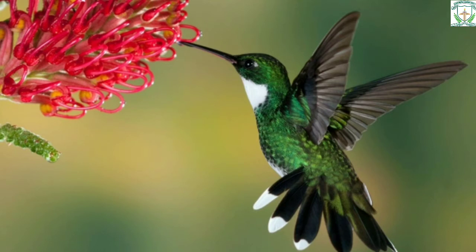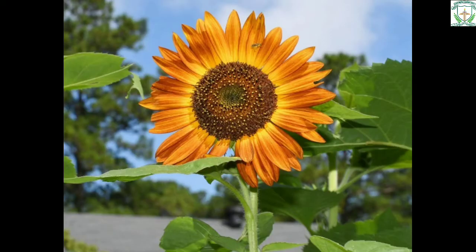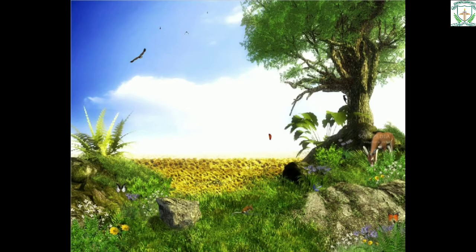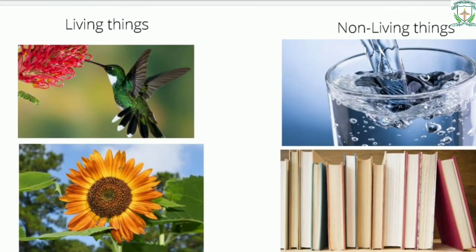So yeah, there is a difference between these things. What is the main difference between these things? Some of the things are alive and some are not alive. That means some of the things have a life, some don't have a life. Based on this, we can group these things as living and non-living things.